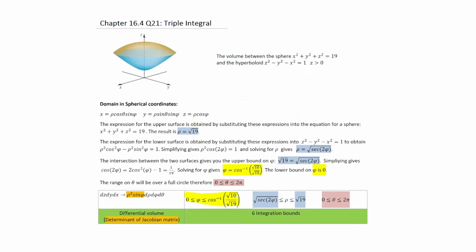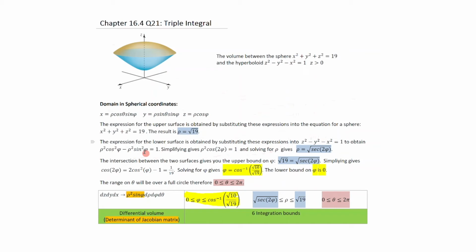So again, since we're going to solve the problem in spherical coordinates, here are the transformation equations. So we need to basically express the upper surface and lower surface in spherical coordinates. So we just substitute the x and y and z into the equation for the sphere and equate, and we'll finally get rho equals square root of 19. For the lower surface, we basically make the same substitutions for x, y, and z into this equation, and we end up with this equation.